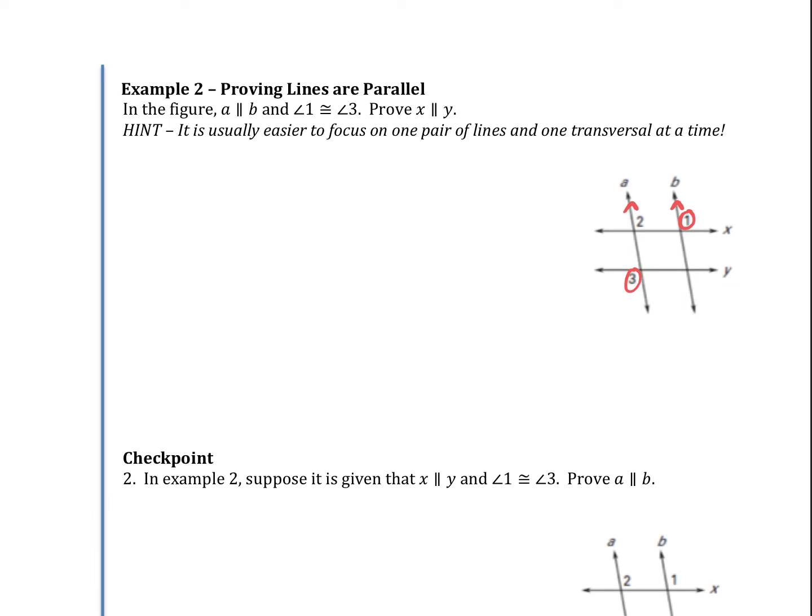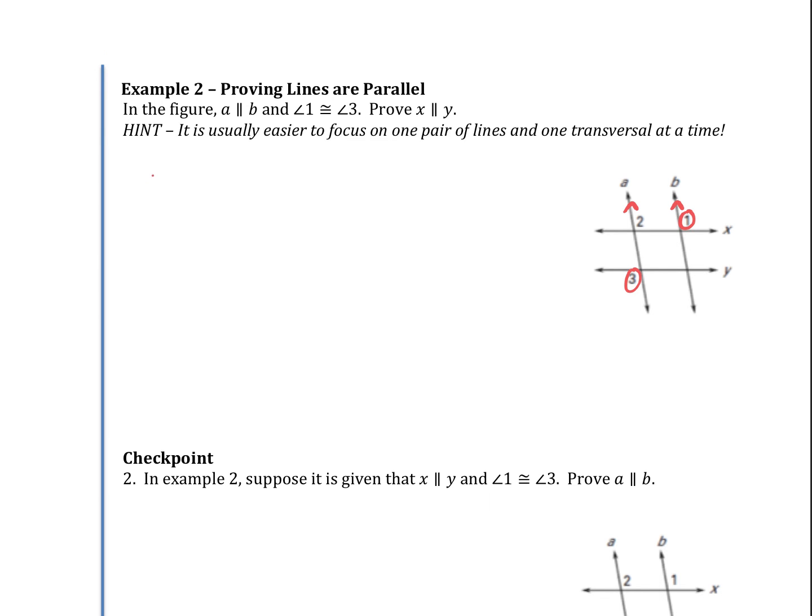If we can prove that angle 2 and angle 3 are congruent, that would actually work, and we would be able to say that x and y are parallel as well, okay? Because angle 1 and angle 3 are kind of far apart, so we need the angles to be on the same transversal, all right? You'll see what I mean in a second, okay?